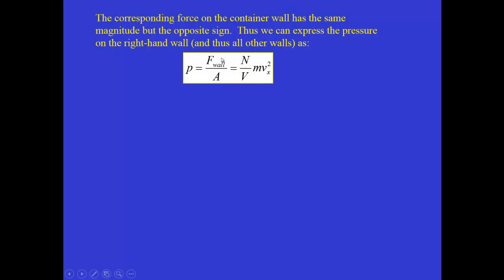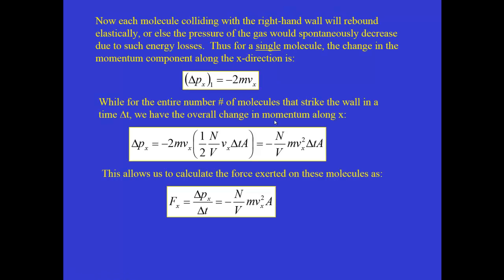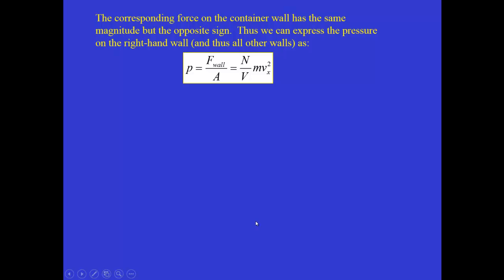That's F sub wall. And since pressure is defined as force per unit area, for this expression, and I'll just go back one slide here so you can see it, this expression here, F sub x, we're going to divide by A and take the opposite of it, and so we will get the result N over V times m v_x squared right here.